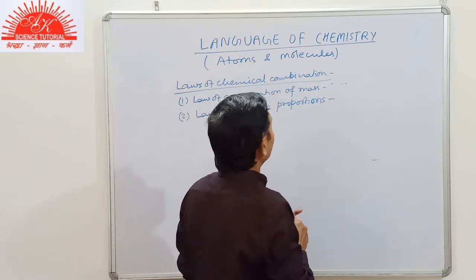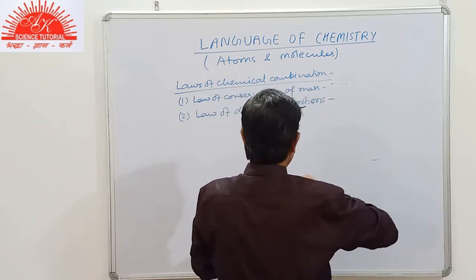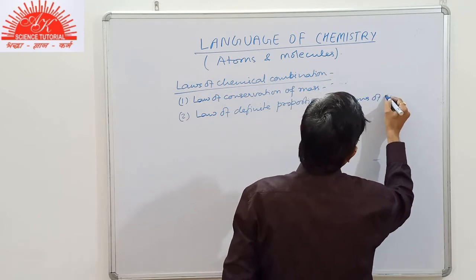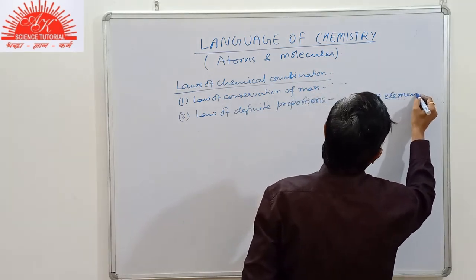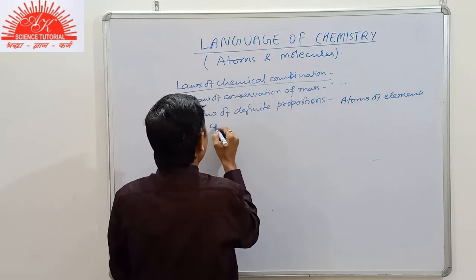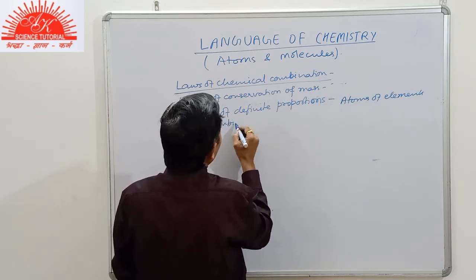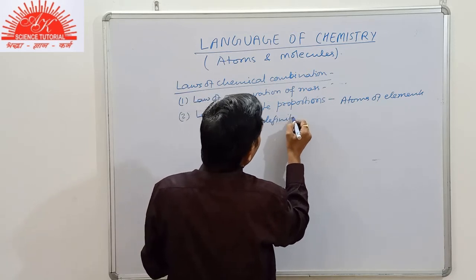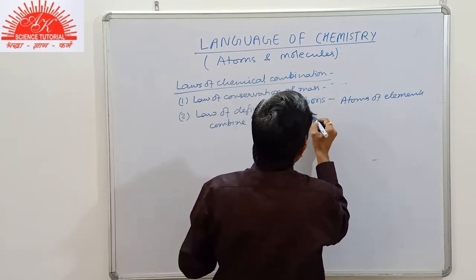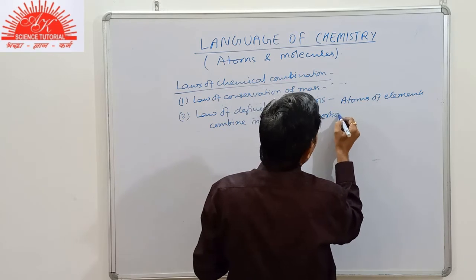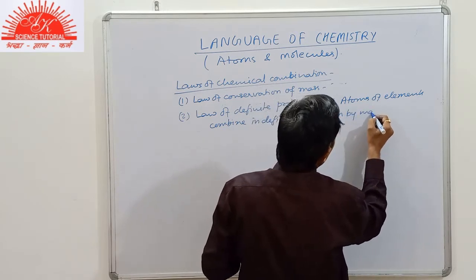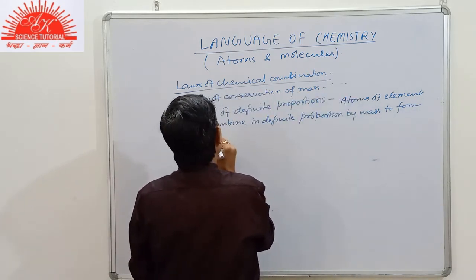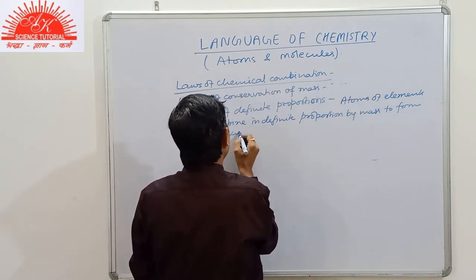That is, atoms of elements combine in definite proportions by mass to form a molecule of a compound.